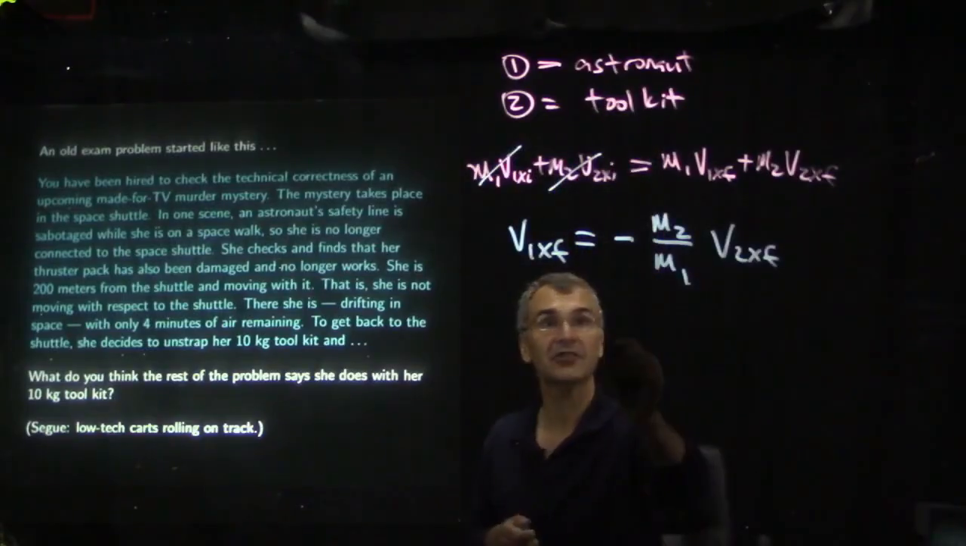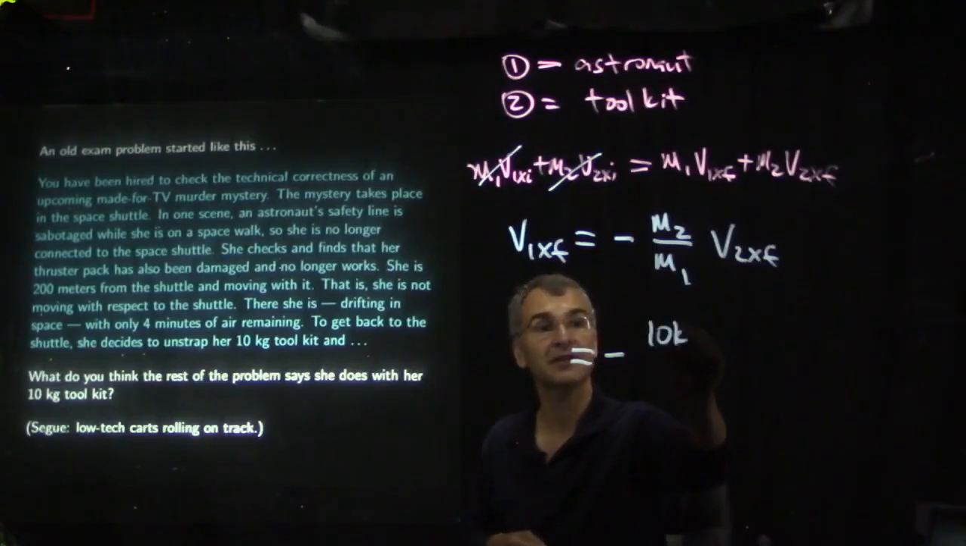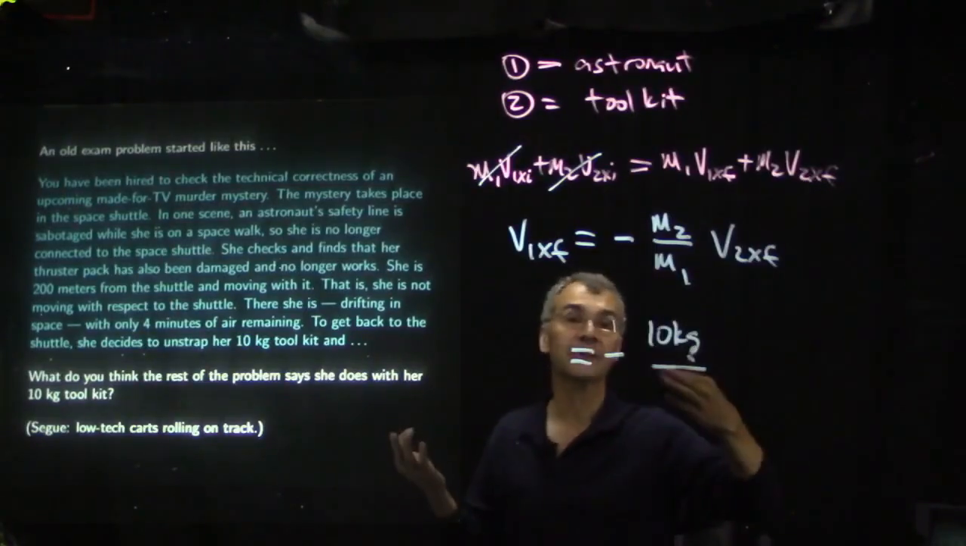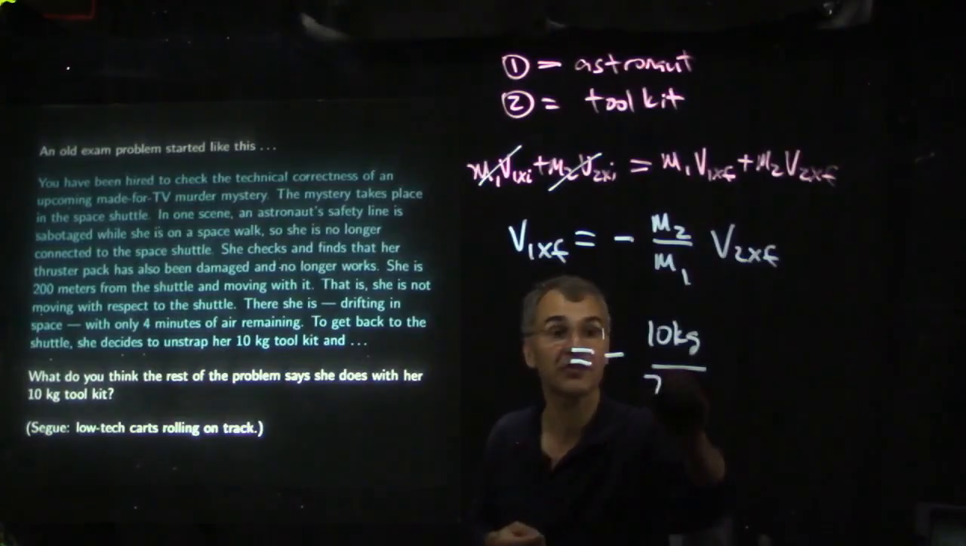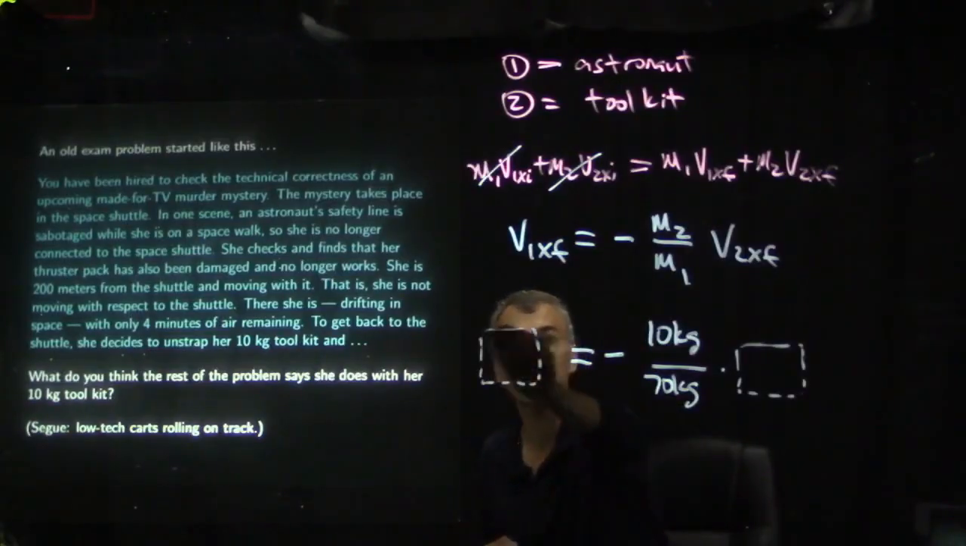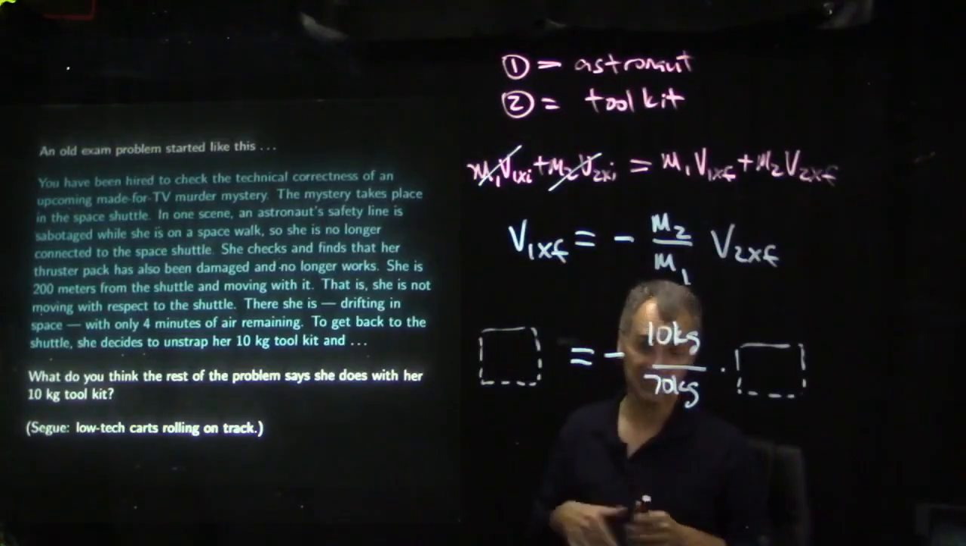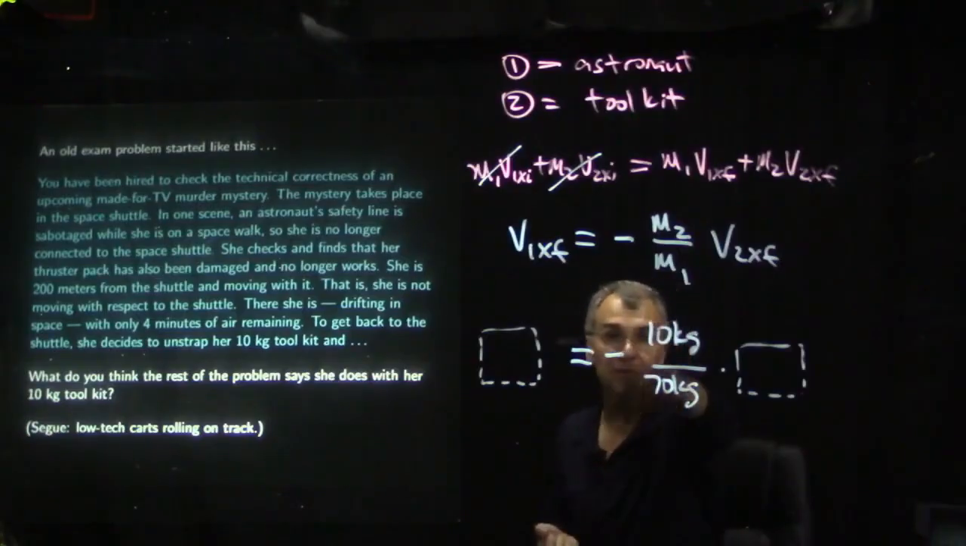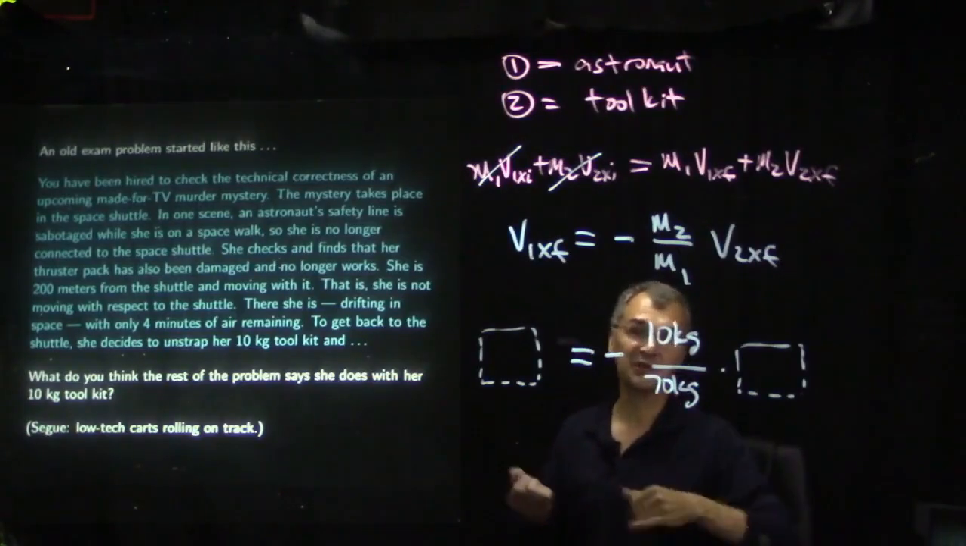Presumably the rest of the problem gave us her mass, including her spacesuit, and the speed at which she throws the toolkit. The toolkit is 10 kilograms. Let's say the astronaut, with spacesuit but without toolkit, is 70 kilograms. And then this is however fast she throws the toolkit. And then this is her final velocity toward the space shuttle. So with these numbers, whatever speed she throws the toolkit away from the shuttle, she recoils toward the shuttle at 1/7 that speed. That's the idea.